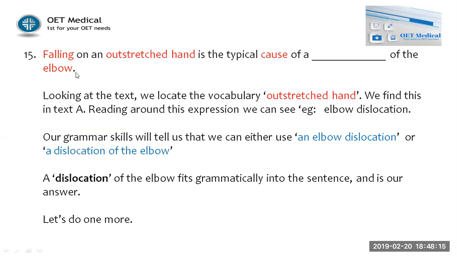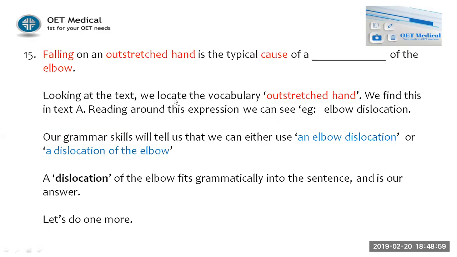Number 15. So we've looked at this already, so we know we're looking for a noun. We're looking for something in the text that tells us about an outstretched hand. Now, I'm not going to go through the text again because it would mean many pages of text, and it would increase the length of the video. So what we have done is attach the PDF to this video, to the YouTube page, so you can just download it. So while you're watching the video, you can go through the text as well.